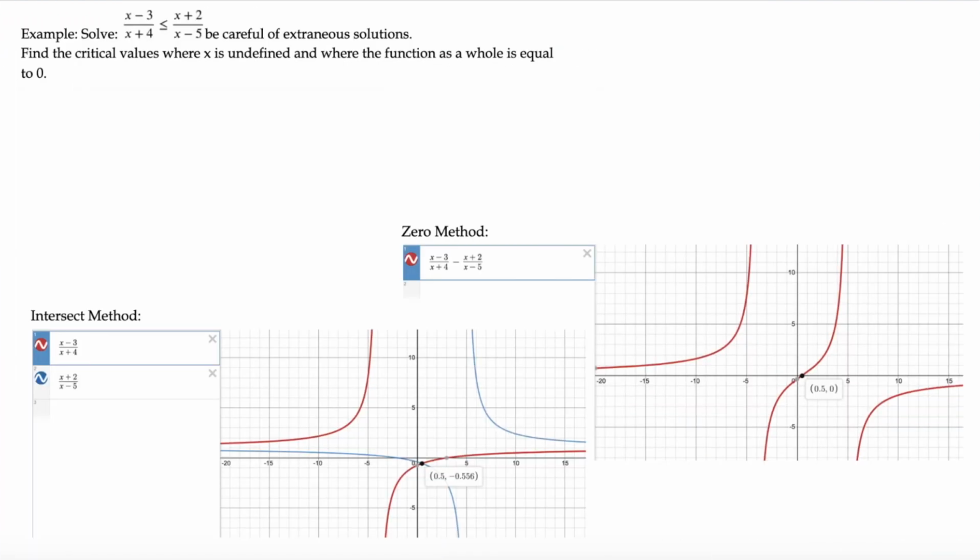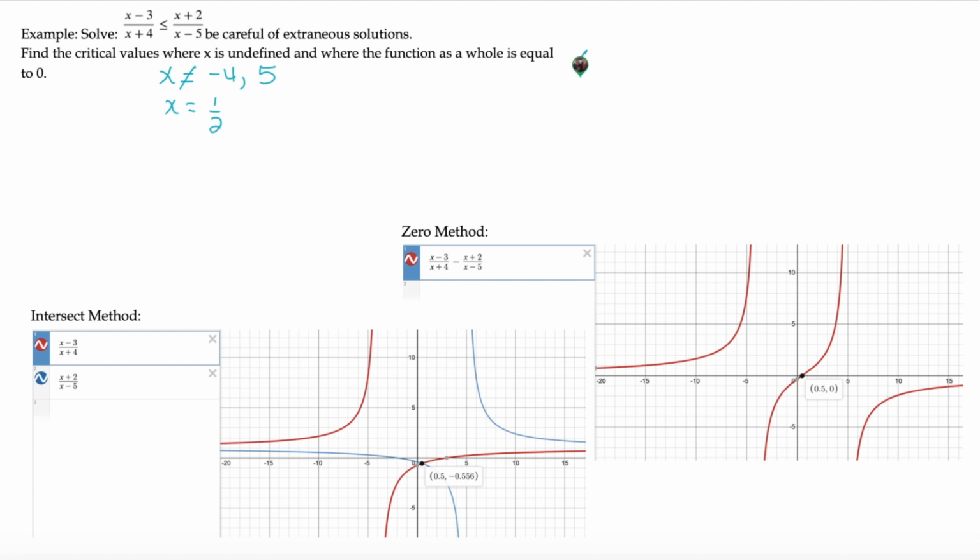Let's move to slide 6, where we can talk about solving utilizing inequalities. It's asking us to find the critical values where x is undefined and where the function as a whole is equal to 0. Well, we've done all of those pieces. We know x is not defined, so x cannot be -4 or 5 since it's not in the domain. And when we solved for 0, we had x is equal to half. So here are all of our critical values.